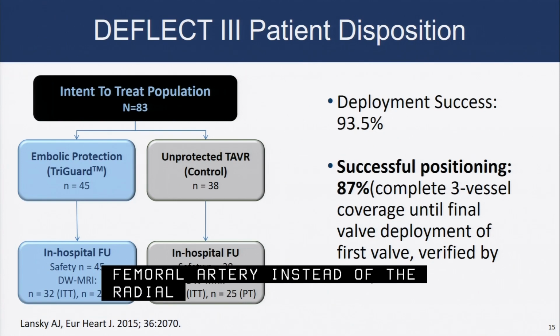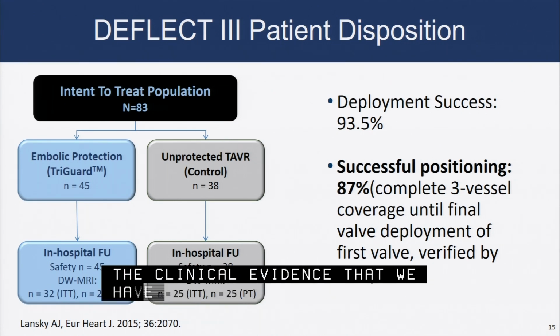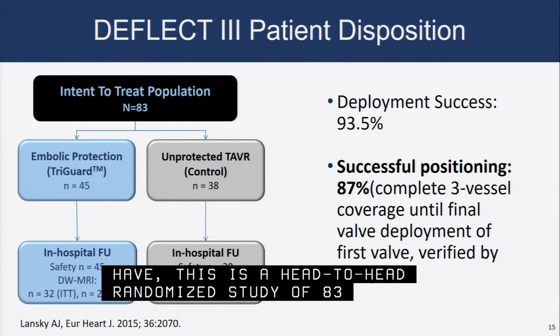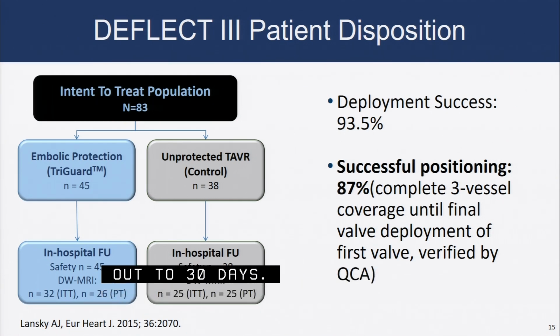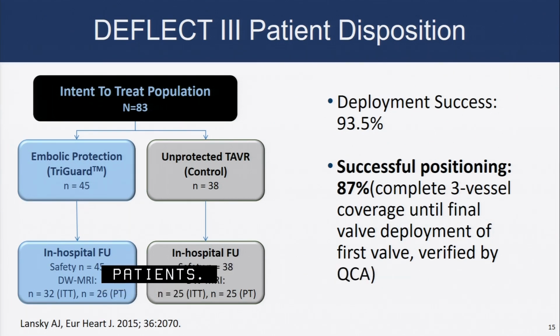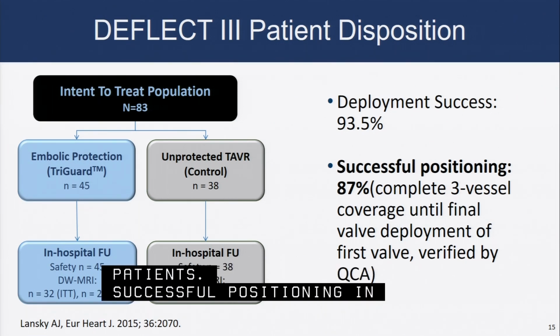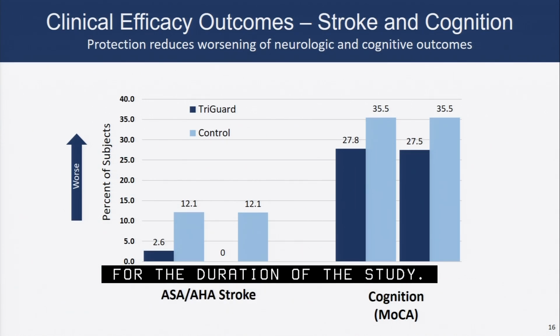So just coming to a little bit of the clinical evidence that we have, this is the DEFLECT-2, a head-to-head randomized study of 83 patients. We followed patients out to 30 days. We demonstrated deployment success in the majority of patients, 94% of patients. Successful positioning in 87%, meaning that it was in position for the duration of the TAVI, I'm sorry. And we demonstrated clinical efficacy here.